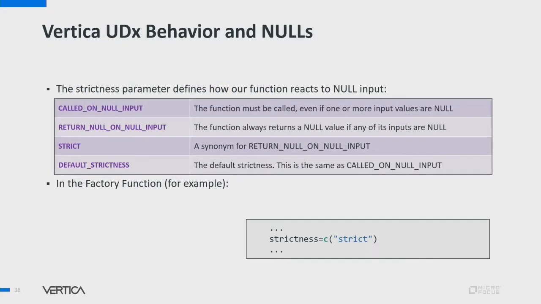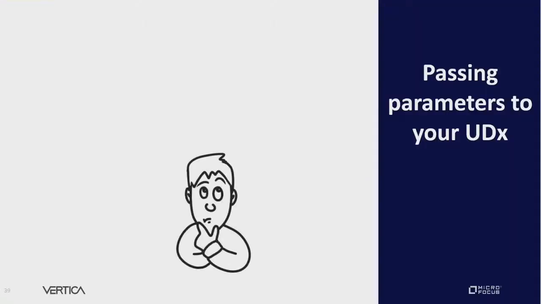There is one corresponding attribute of your UDx, and that tells Vertica how it should behave. So you can decide, for example, that Vertica returns null whenever you have a null input, which can save you a couple of calls if you have nulls in your data. Or you can force Vertica to call the function even if there are nulls in your values. So you can decide, and understanding your data and the nature of your UDx can help you optimize the code and avoid unnecessary UDx calls when you have nulls in your data.